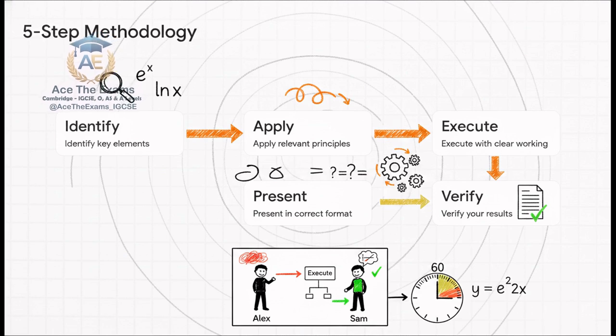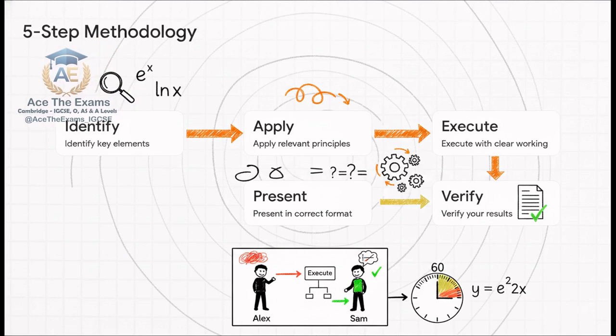Step 1. Identify the elements. Is this an e to the x problem or a natural log problem? Step 2. Apply relevant principles. This means recognizing their inverses so you can safely isolate your variable. Step 3. Execute your analysis with clear working. Step 4.